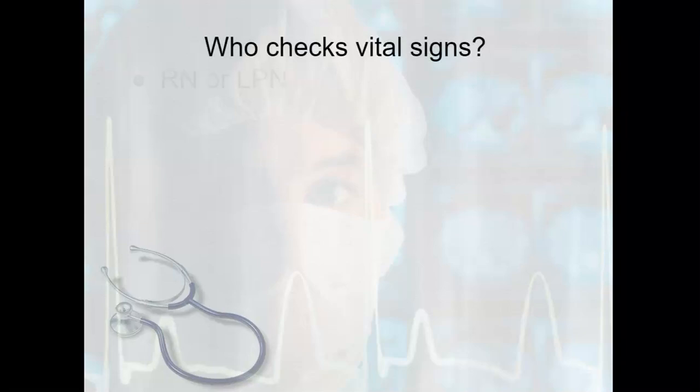So who checks vital signs? You know that registered nurses or licensed practical nurses will check both of those. The difference between an RN and a licensed practical nurse is just how long they go to school. There are a few different job descriptions. For instance, licensed practical nurses cannot give IV push medications. That has to be overseen by a registered nurse. And there are some other variations as well.